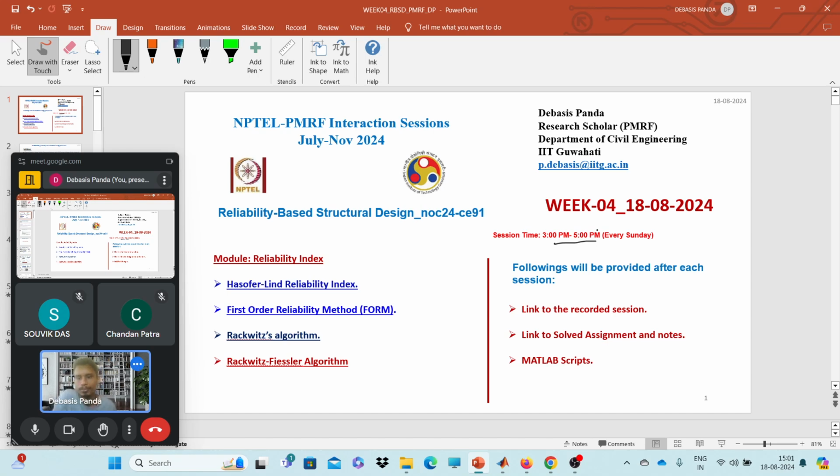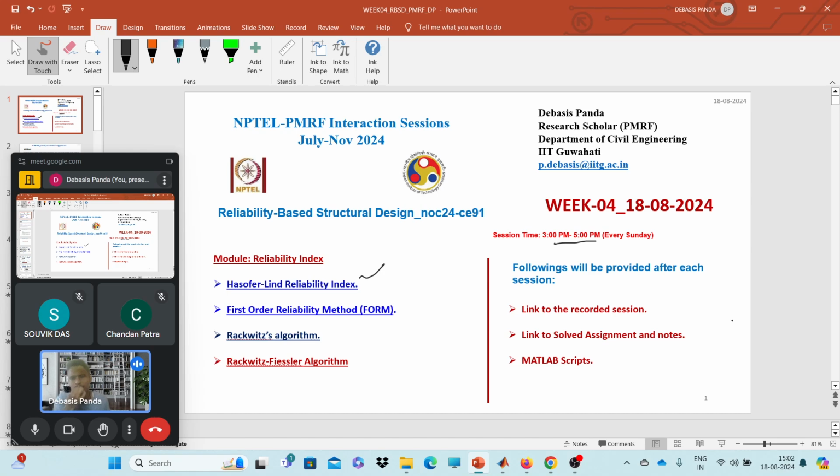Today is the fourth week, and we will discuss the Hasofer-Lind Reliability Index first. Then we will see how to solve first order reliability problems using the Rackwitz algorithm. And if time permits, we will go through the Rackwitz-Fiessler algorithm to solve some problems.